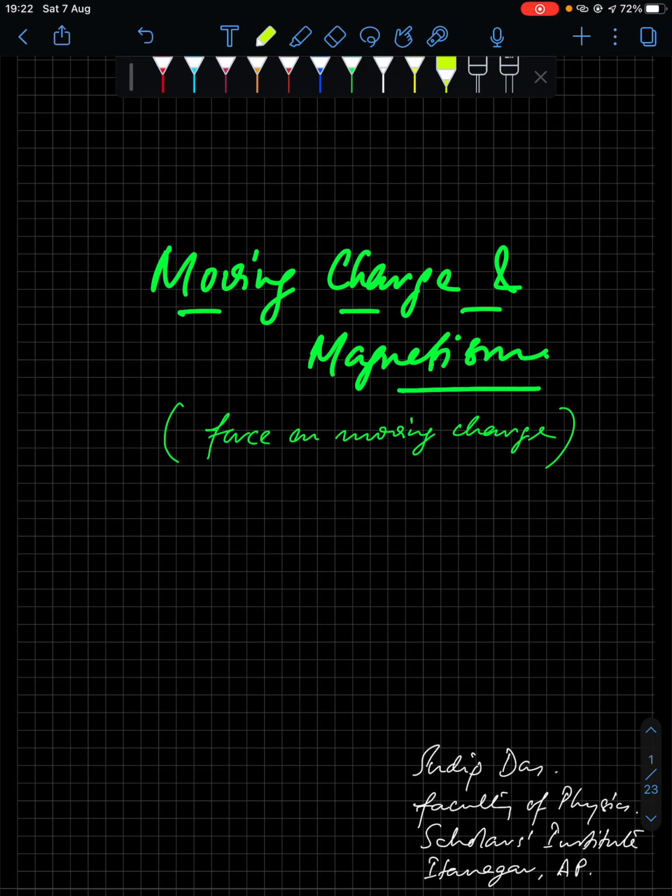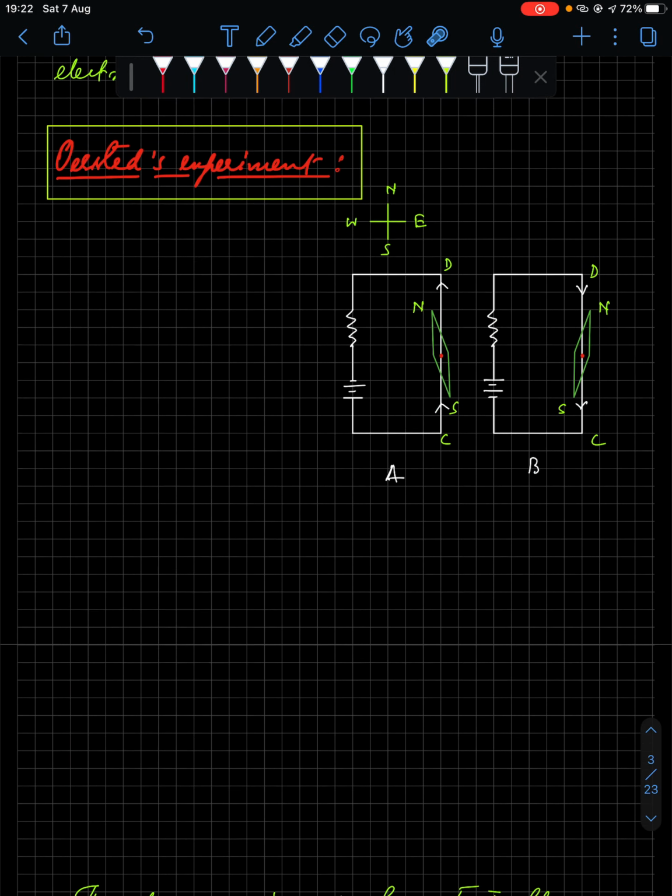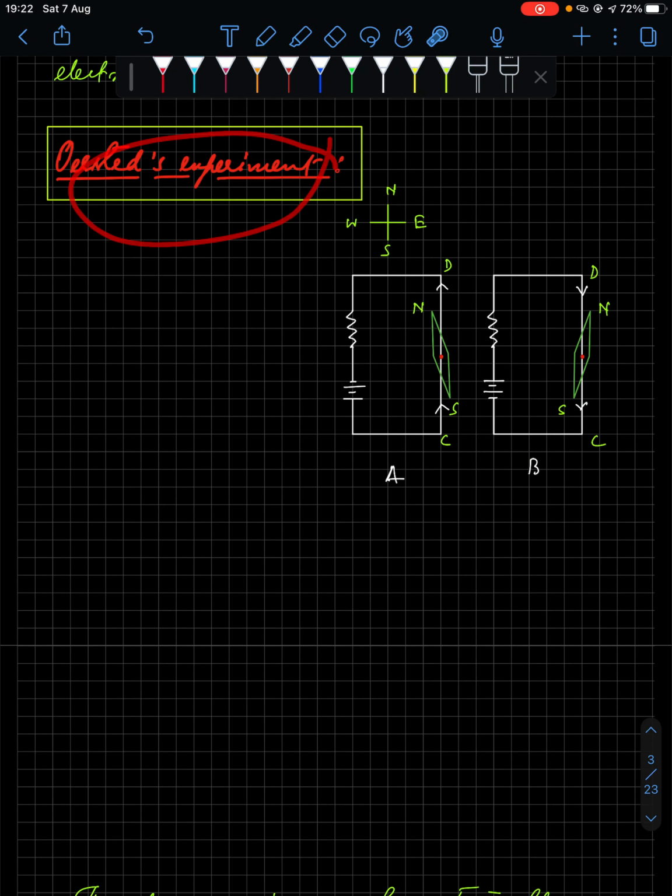Hello everyone, this is the fourth lecture on the chapter Moving Charge and Magnetism. Today we will discuss force on a moving charge. So first we come across Oersted's experiment. Oersted's experiment actually proved that moving charge creates a magnetic field around it.